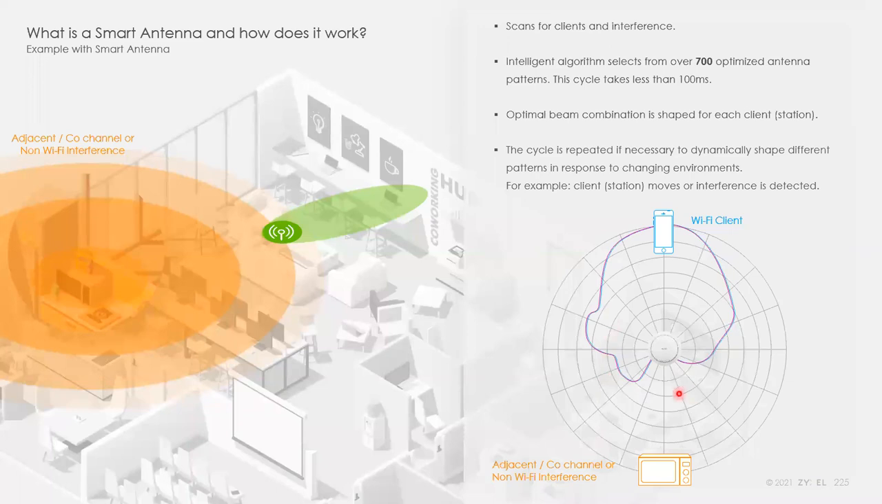And the nice thing about smart antenna is it's something that's done entirely on the AP. It doesn't require anything special from the client, and it works even with client devices that are mobile and moving around. It is able to adjust in essentially real time.